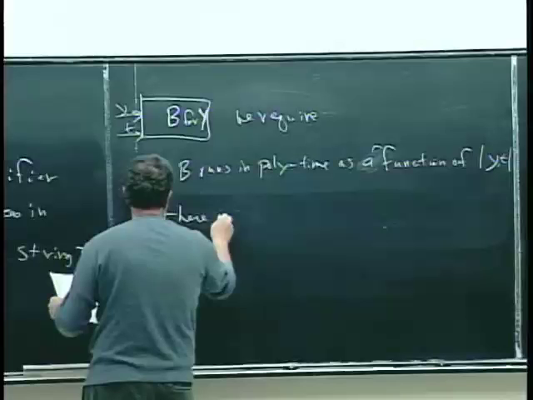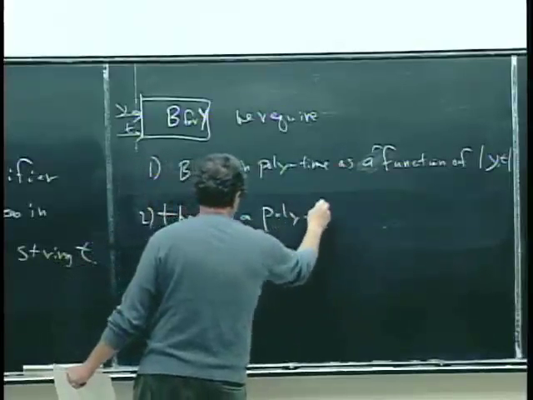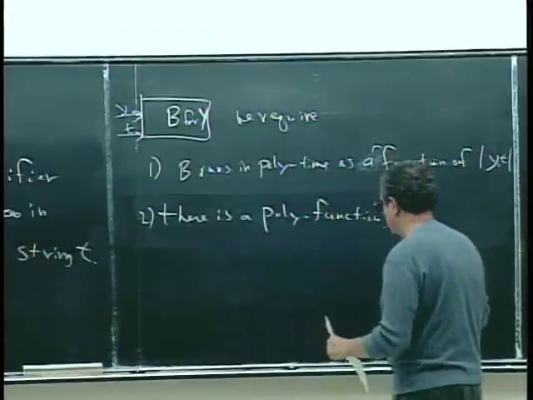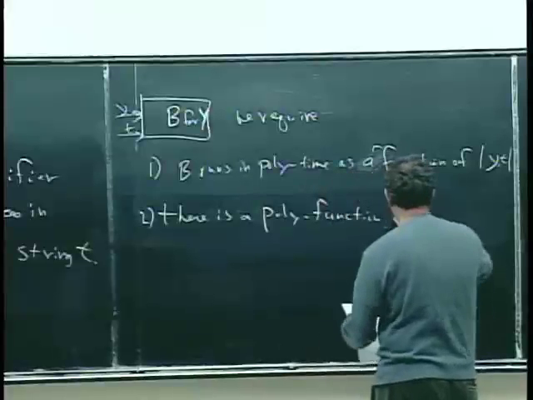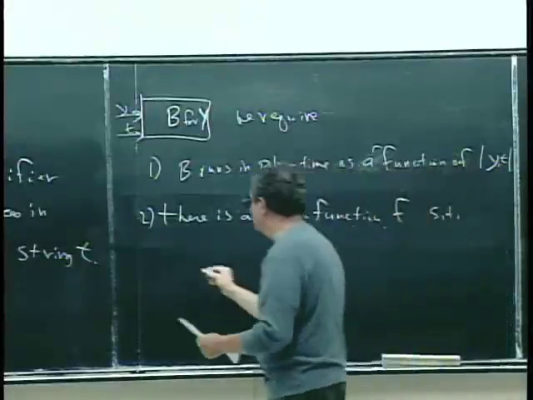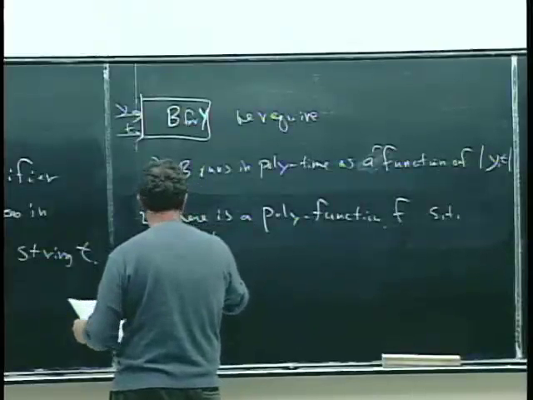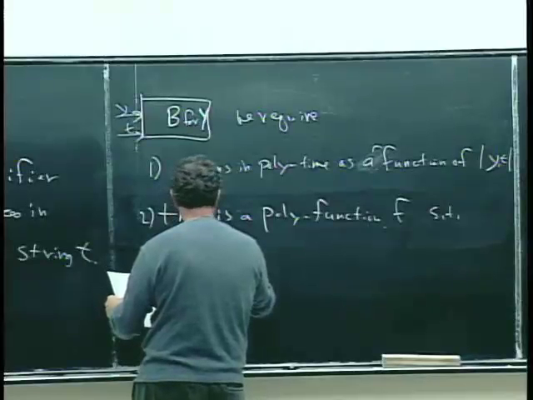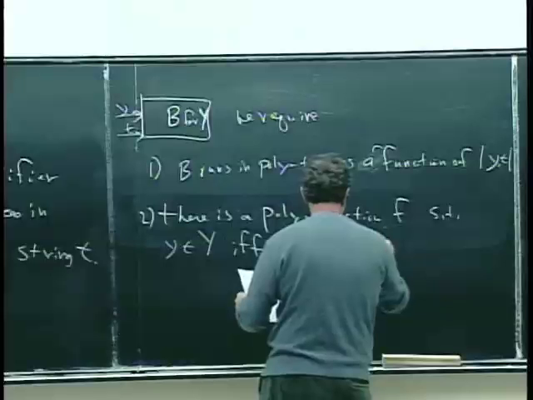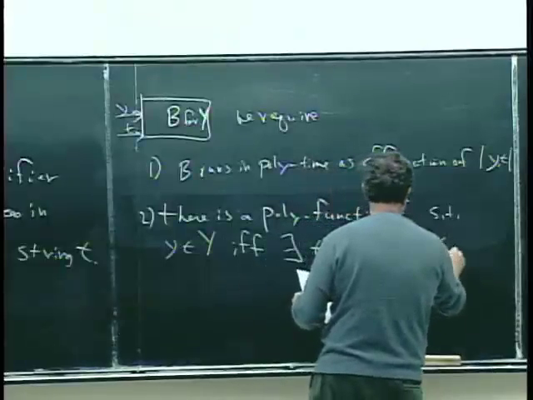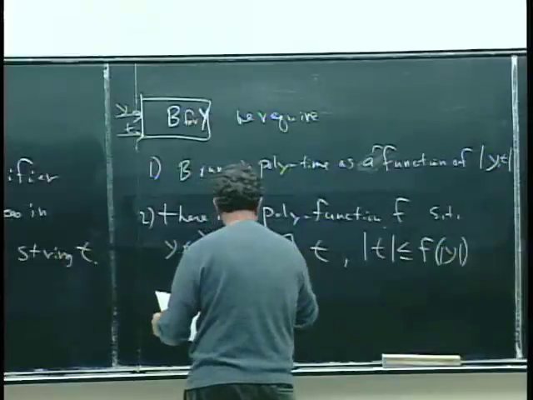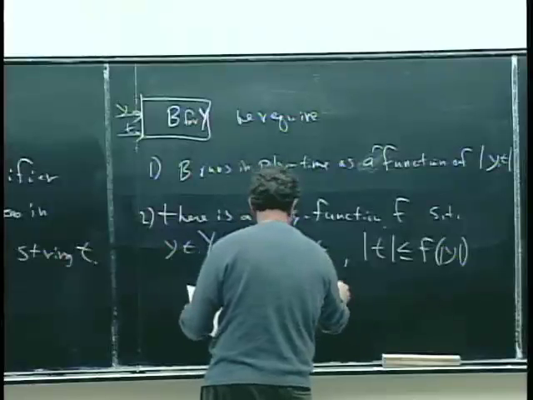And two, there is a polynomial function, let's call it f, such that little y is in capital Y if and only if there exists a t where t is less than or equal to f of y, and B(y, t) equals yes.